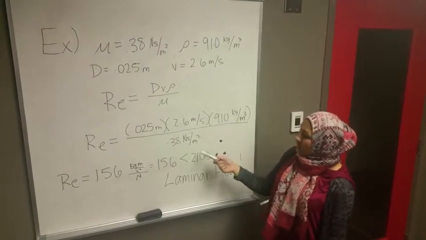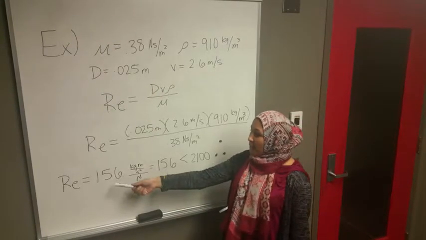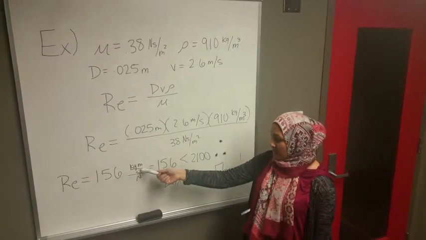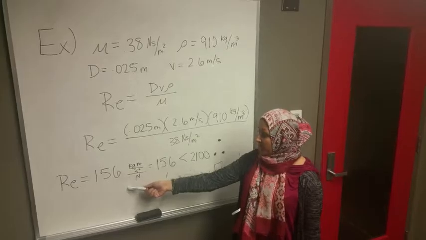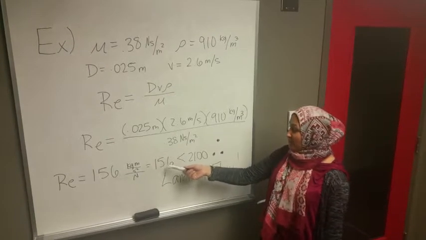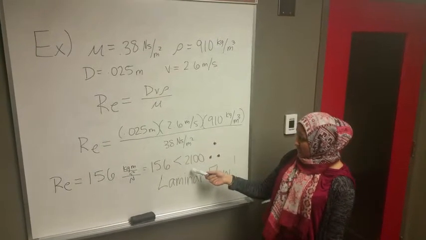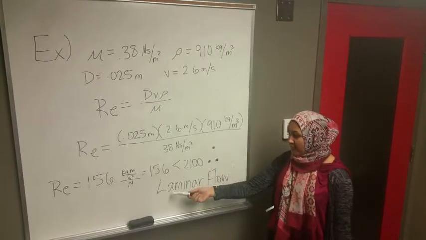So we plug in all four of these numbers, and we get 156 kilograms times meter all over second squared all over newtons, which is a unitless number. So we get 156, which is less than 2100, so therefore we have laminar flow.